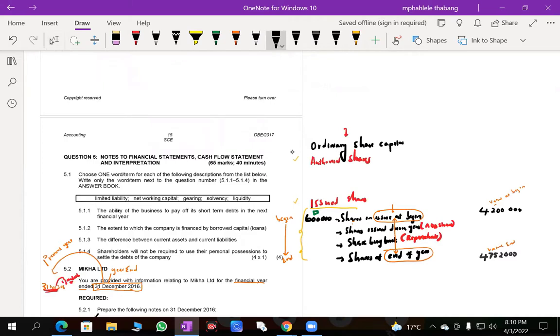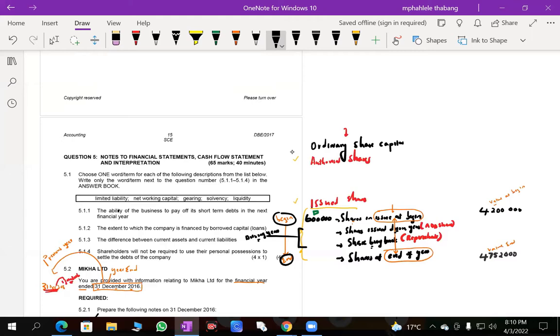It's very important in accounting to look at what is happening during the year. Here, the shares issued during the year and the share buyback, this is happening during the year. This is the beginning. This one is for the end. We are saying these two have to do with what is happening during the year.